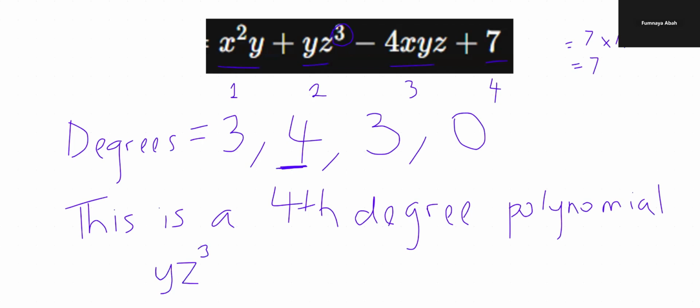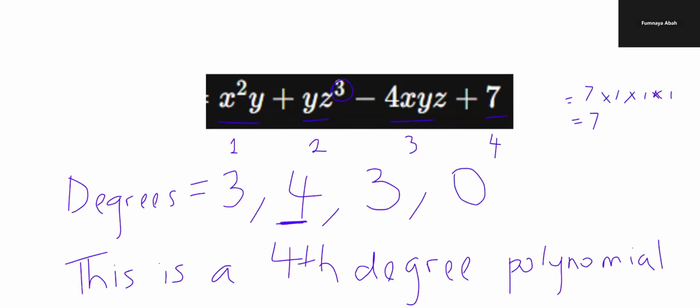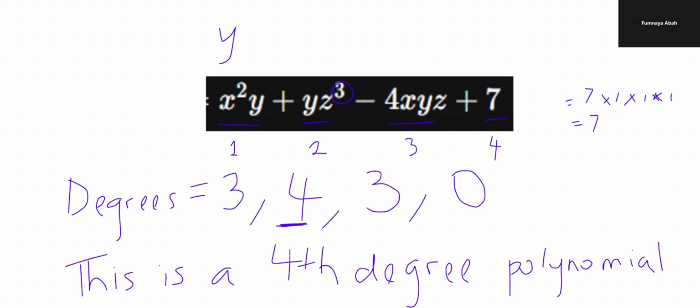You know what? Let me write it up here. So y times z raised to the power of 3 is the first term. And then the next highest visible term we can see is x squared times y. So that can be the second term. And then the next highest would be 4xyz. And then finally we have plus 7.